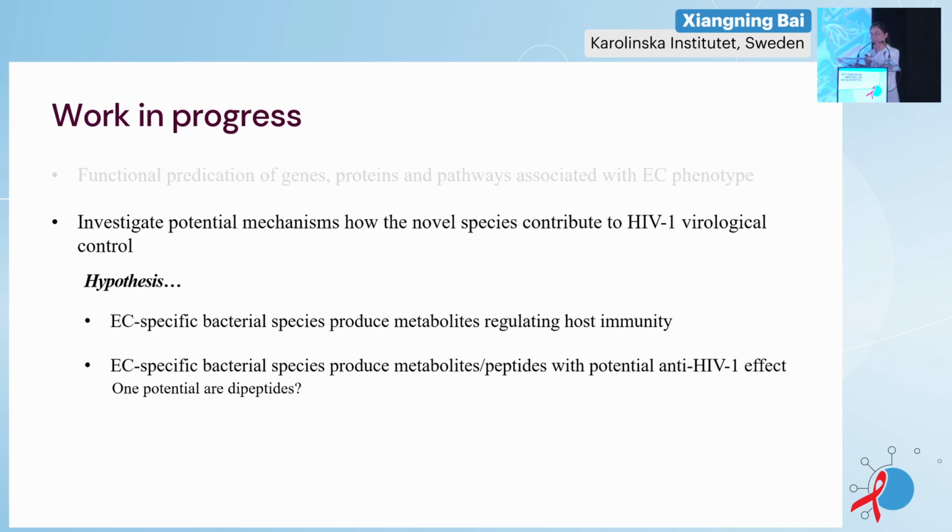The next question, I think, is always the endpoint question: how could the microbes possibly contribute to this HIV virological control? We have 2 main hypotheses. First, the microbes may produce some metabolites that can regulate the human immunity, and it's well known that there are a number of microbiome-derived metabolites. And secondly, these specific species might produce metabolites or peptides with a potential anti-HIV effect. And actually, we have indeed identified anti-HIV peptides, which my colleague Rafa, the next speaker, will present in detail.